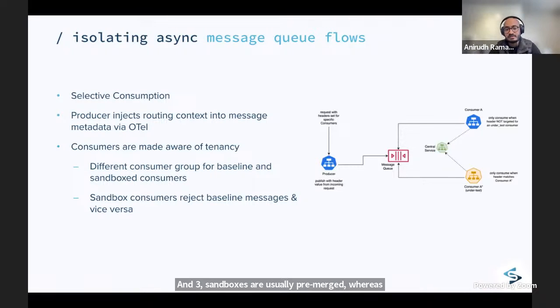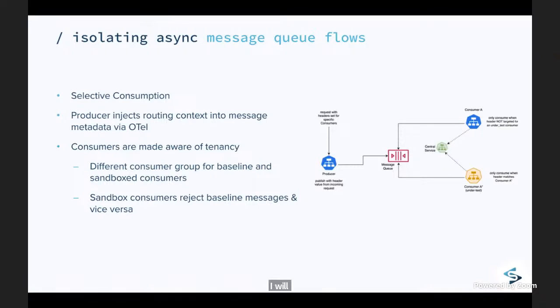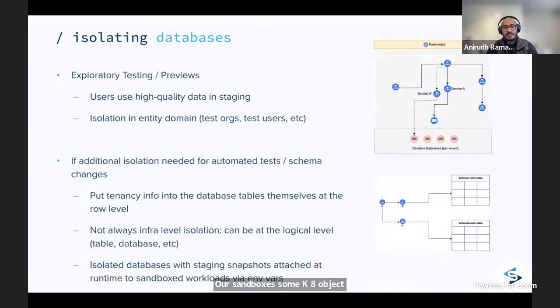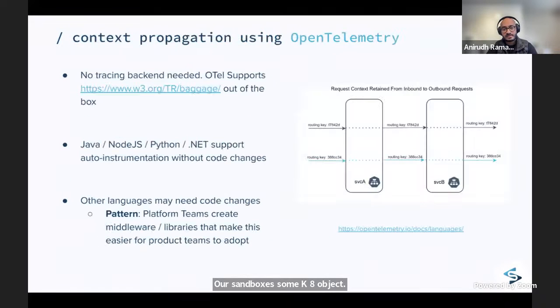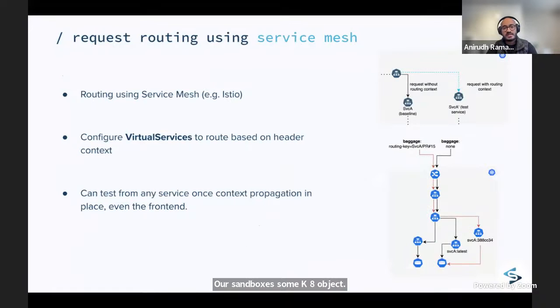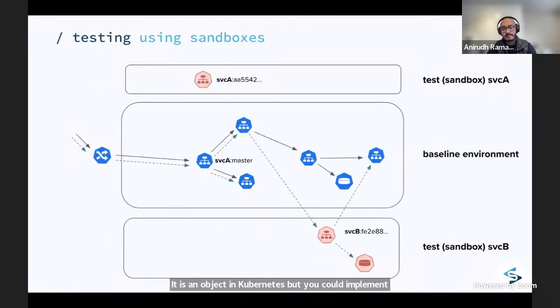Yep, that's fair. And we'll just give it a short moment if there are any questions. Are sandboxes some K8s object? In this case, they're an abstract entity that encompasses three things: deploying the test workload, the context propagation, and request routing. In our implementation, it is an object in Kubernetes, but you could implement them in several different ways. It's more of a logical abstraction in this case.